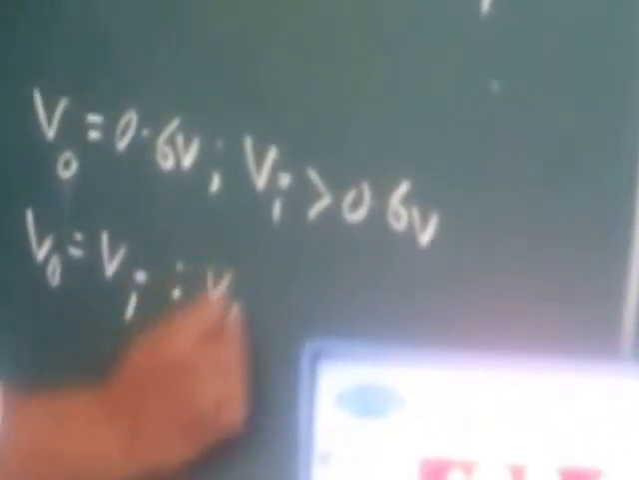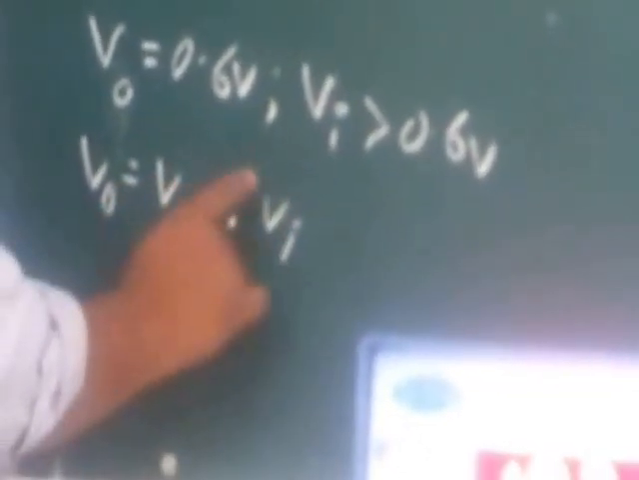Next, the output voltage is equal to the input voltage only when the input voltage is less than 0.6 volts. This is the transfer characteristic equation. By using this, you can draw the transfer characteristic curve. If you see this equation, it has only two variables, Vi and V0. So on the x-axis I have taken Vi, and on the y-axis I have taken V0.